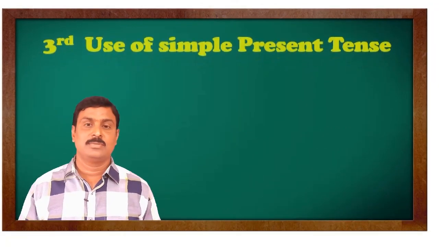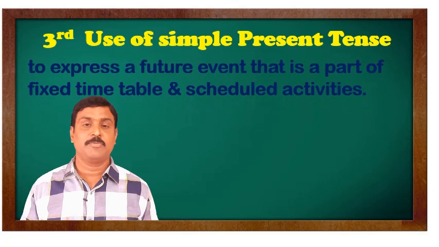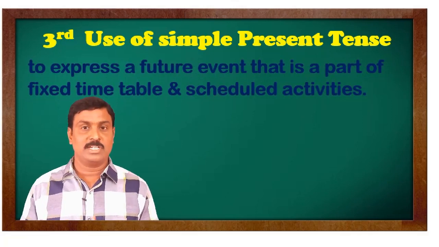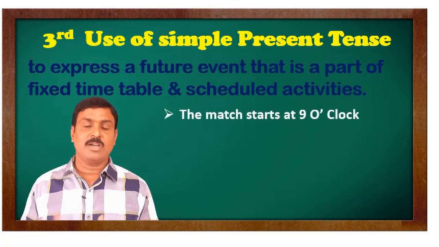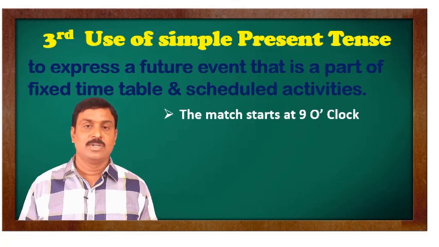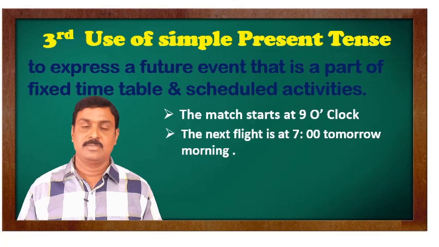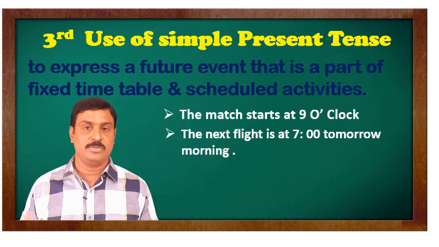Okay, now let's move on to the third use of the simple present tense. We use the simple present tense to express future events that are part of a fixed timetable or scheduled events. Let's take an example. The match starts at 9 o'clock. When I say the match starts at 9 o'clock, you know that this is a fixed timetable in the near future. Let's take another example. The next flight is at 7 tomorrow morning. When I say this, we can understand that this is also a fixed timetable in the near future.